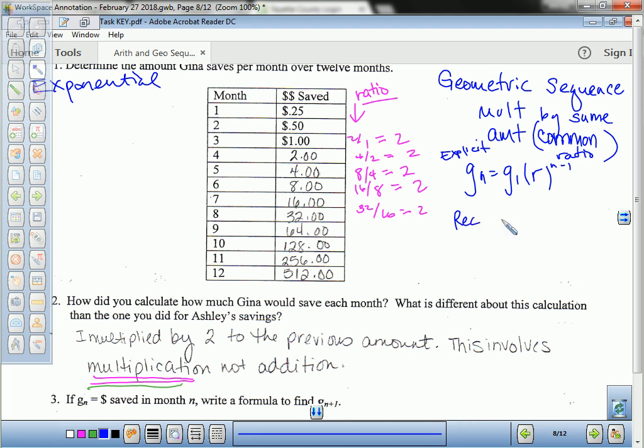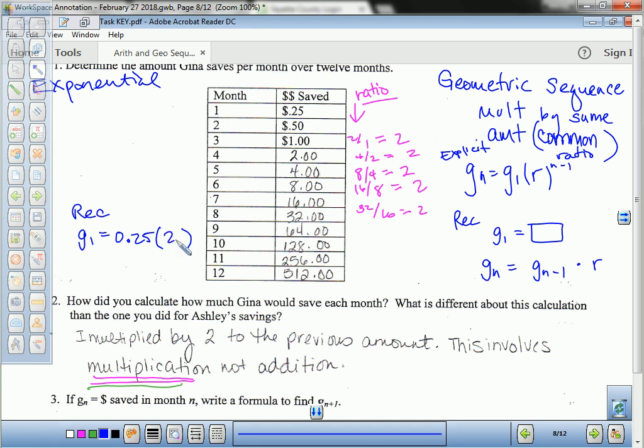The recursive formula has 2 parts again. First part, the first term is blah. To get to the next term, you take the term before it and you multiply by the common ratio. Alright, so specific to this problem, the recursive formula would look like this. The first term is, what was it? 0.25. The common ratio, what am I multiplying by? 2, 2, 2, 2, 2.